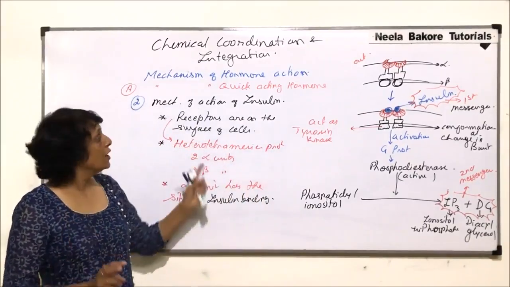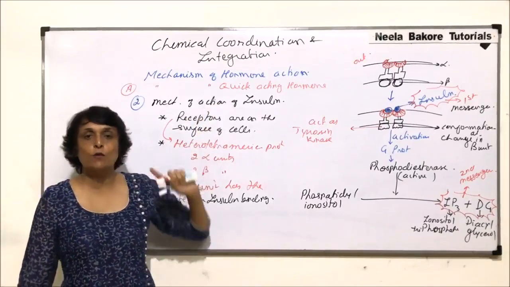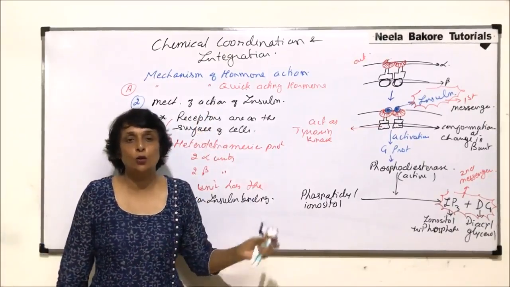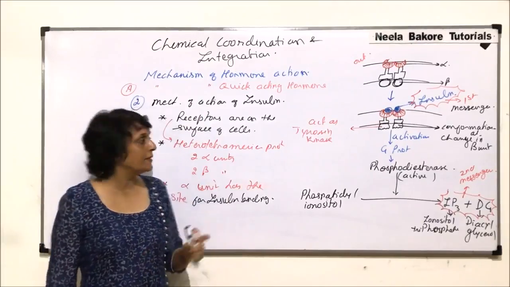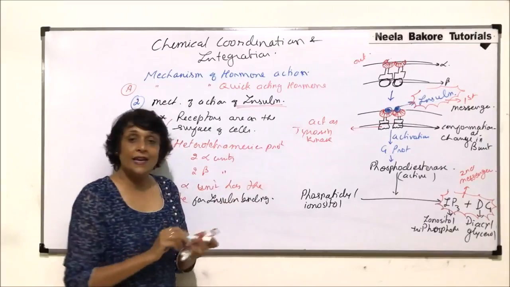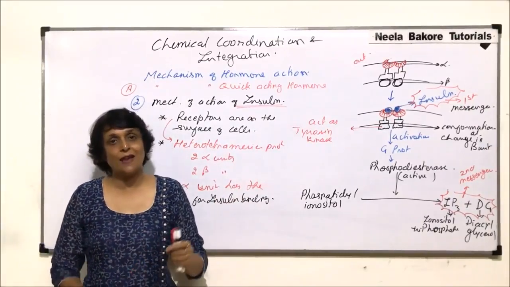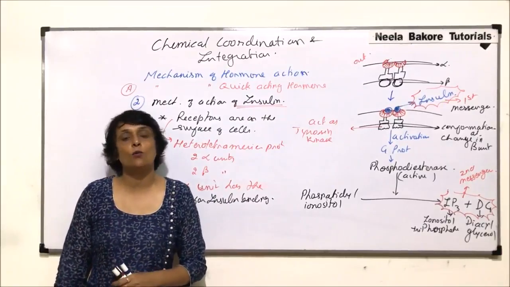So we have seen two examples in case of quick acting hormones. One was catecholamine, that includes adrenaline and noradrenaline, and the second is insulin. Now in the next part we will be talking about the slow acting hormones, and we'll see how those slow acting hormones work.